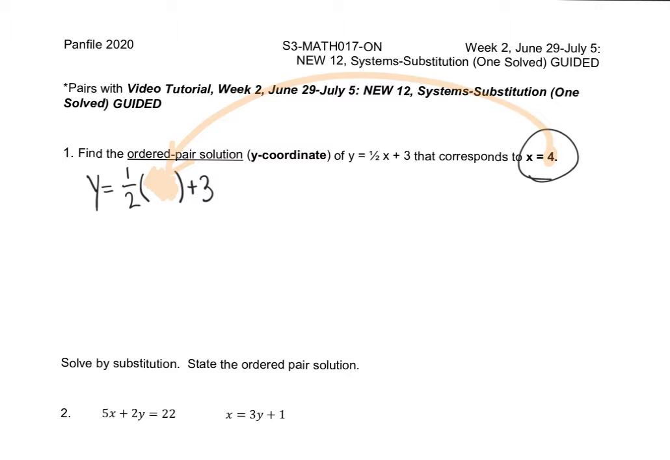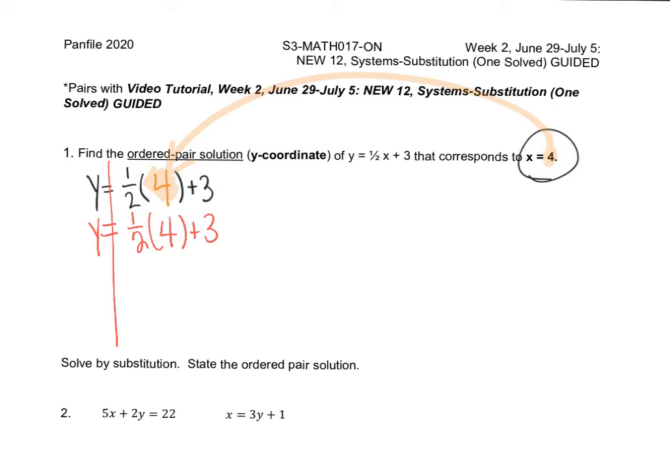And when we do this, we get y equals 1/2 times 4 plus 3. I draw my line just to separate the left side from the right side. And I get y equals 1/2 times 4 plus 3. And I've just rewritten what I had. And 1/2 of 4, if you take half of 4 and I split 4 in half, I get 2.